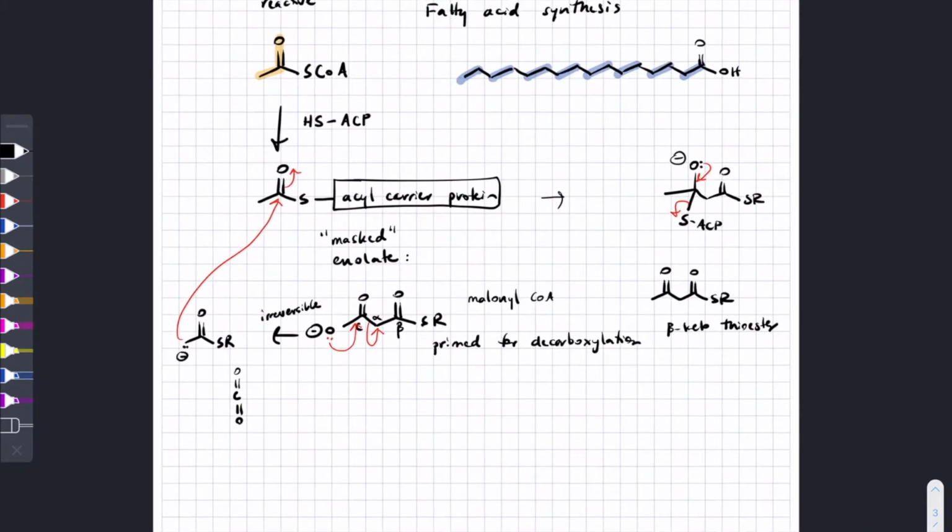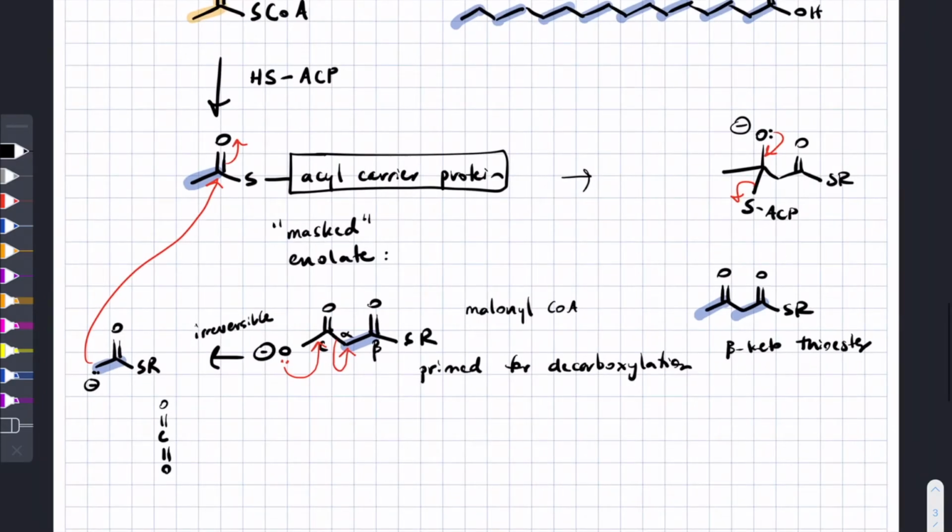And so we've taken 2 carbons from acetyl-CoA and 2 carbons from malonyl-CoA and attached them together. Now we've got two carbon units. We've gone from a chain that was 2 carbons to one that's 4. We're still not at a hydrocarbon yet.